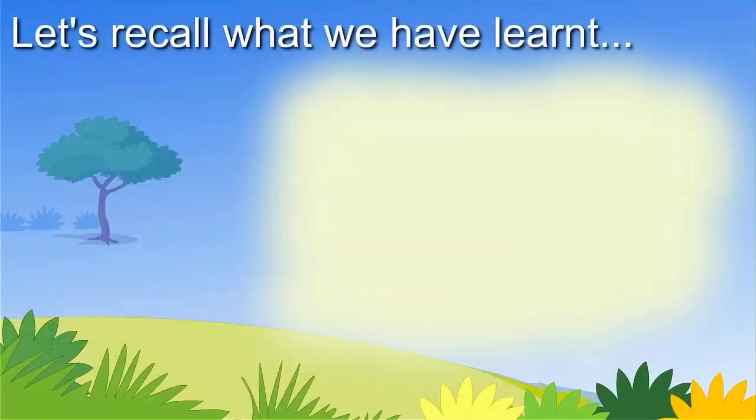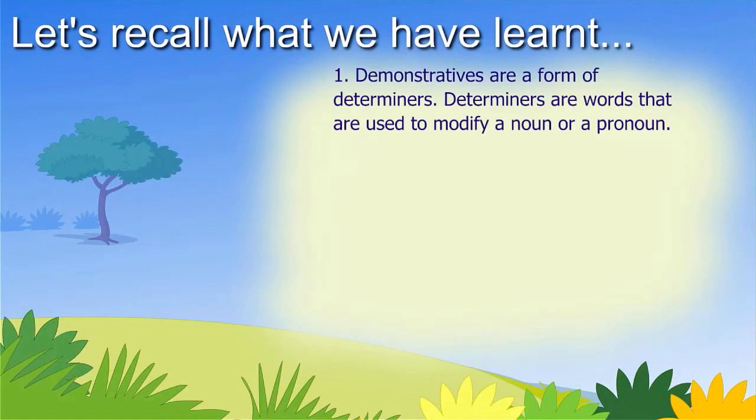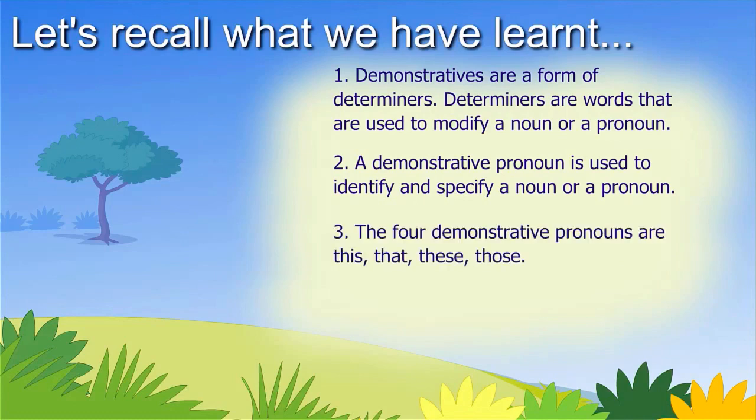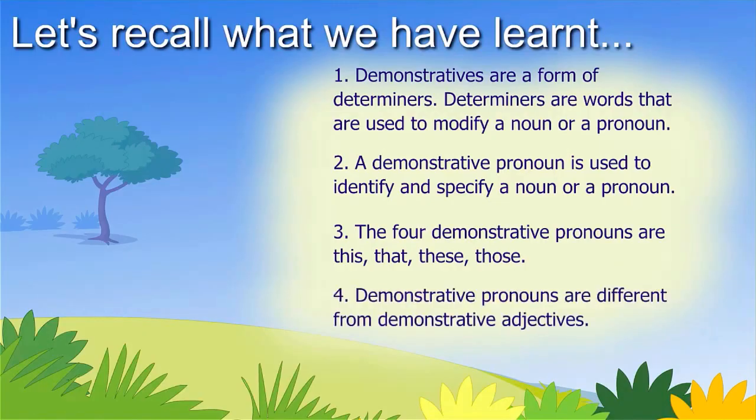Let's recall what we have learned. Demonstratives are a form of determiners. Determiners are words that are used to modify a noun or a pronoun. A demonstrative pronoun is used to identify and specify a noun or a pronoun. The four demonstrative pronouns are this, that, these, those. Demonstrative pronouns are different from demonstrative adjectives.